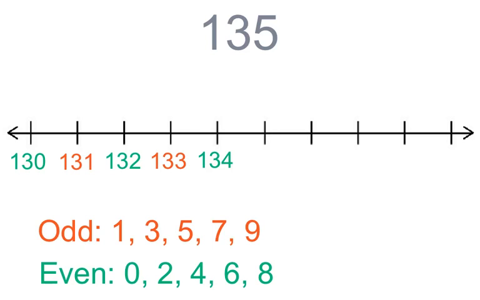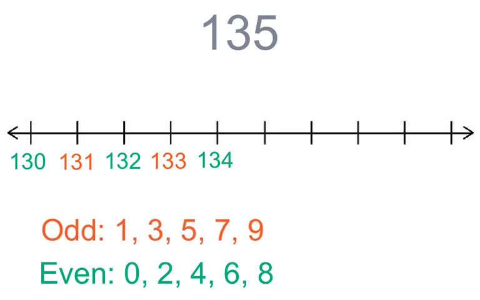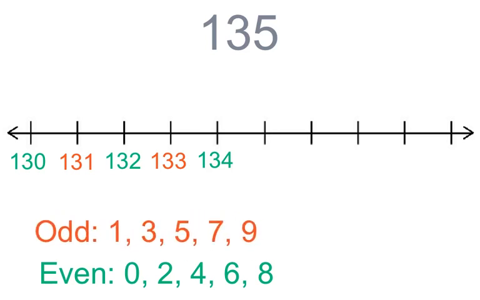Now let's look at 135 on a number line. Remember that odd numbers are numbers that end in 1, 3, 5, 7, or 9. Even numbers are numbers that end in 0, 2, 4, 6, or 8. Look carefully at 135. Is 135 going to be an even number or an odd number? Go ahead and write down what you think.